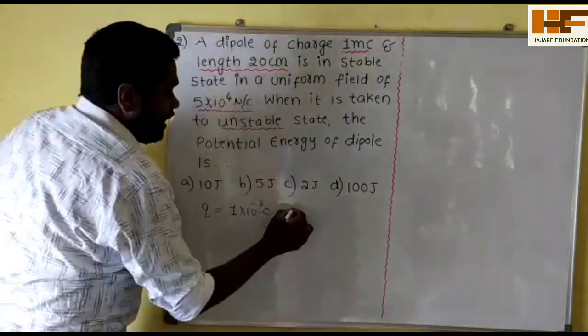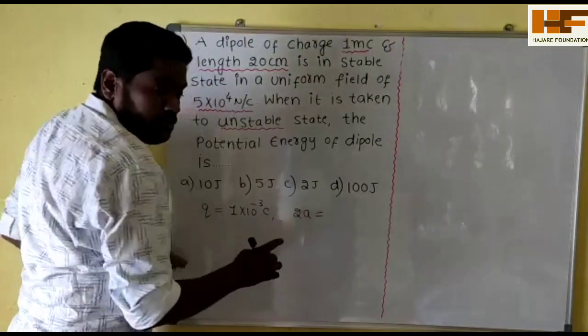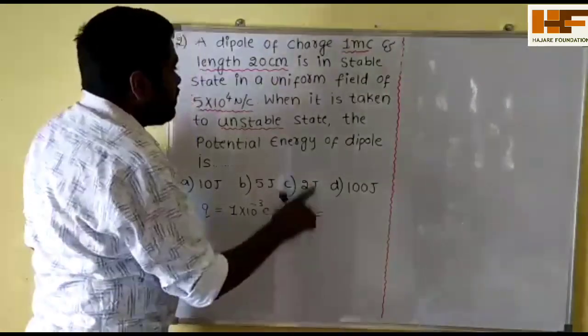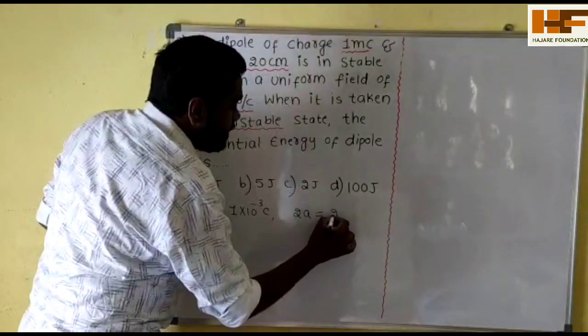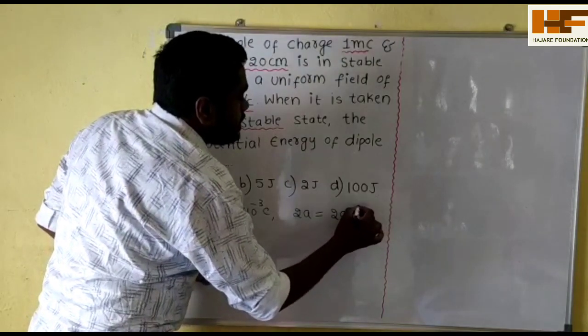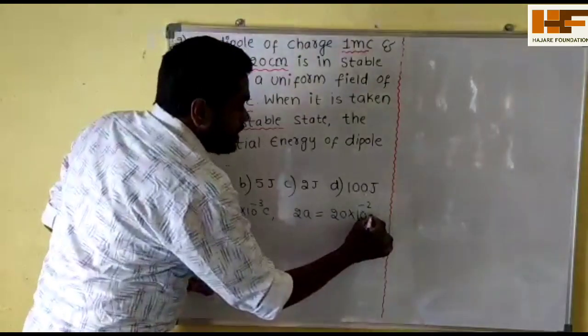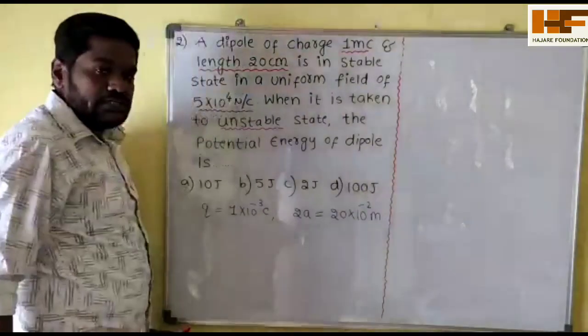Length of the dipole. Length of the dipole is what? 2A. Okay, not A, so please be careful. 2A is equal to how much? 20 centimeter. That is not an SI unit, so we have to convert it into meters. So that is 20 into 10 power minus 2 meters I have taken. Therefore, that is the length.